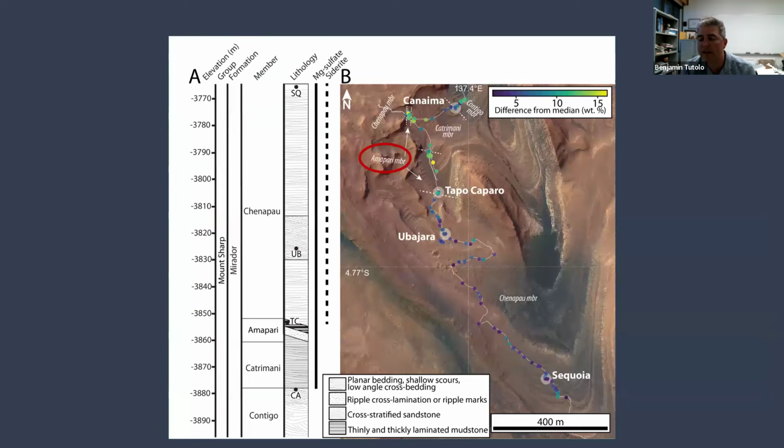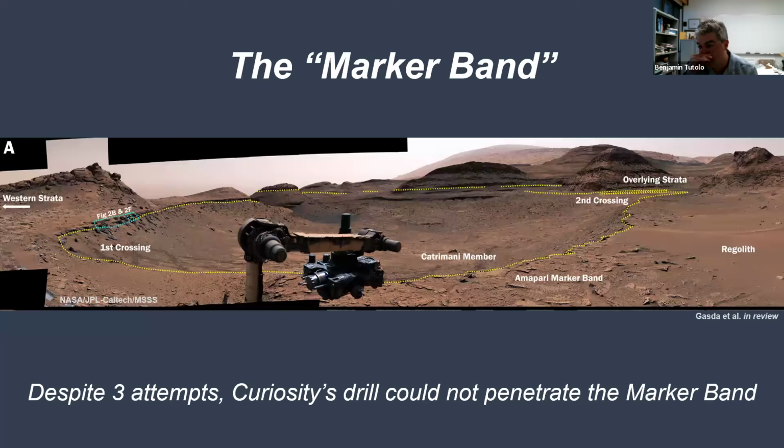So going up further in the section, one of the other outstanding places that had been mapped from space in Gale crater is this Amapari marker band, abbreviated here as the Amapari member. So this is a bench that occurs throughout the crater, so an extremely large geographic feature, obviously can be mapped from space. Clearly a significant event in ancient Mars history. And here's a photo of it from on the ground in Gale crater.